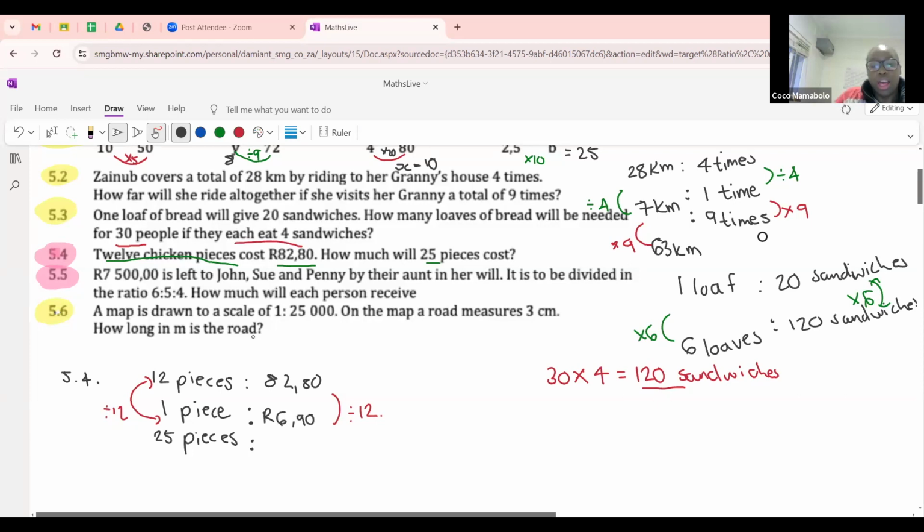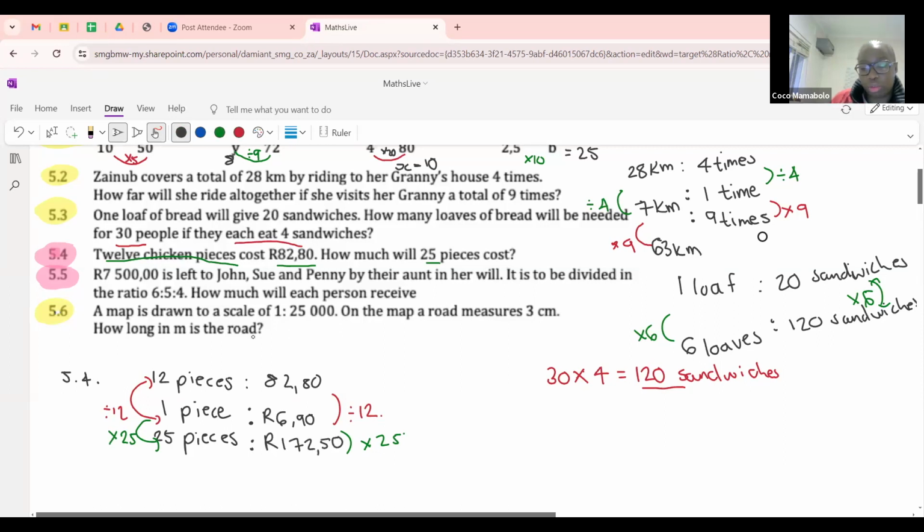Right, good. So I now know what one piece of chicken is. How do I get from one piece to 25 pieces? What did I multiply by? I multiplied by 25. Good. And what I do on this side, I must also do on that side. So to figure out how much 25 pieces would cost, I'll take 6 rand and 90 cents and multiply it by 25. Find me an answer, please. 172 rand and 50 cents.